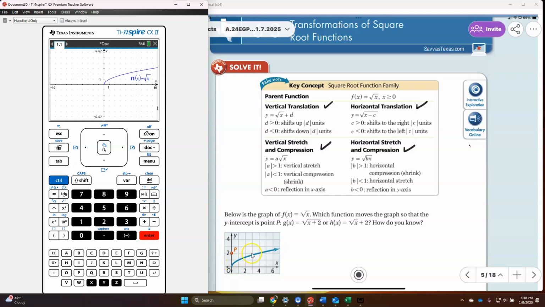So you notice that this graph has to move up. So it's between the square root of x plus 2 and the square root of x plus 2. So here's the difference. I'm going to graph g of x so you know what's happening. The square root of x plus 2, and then the other one is the square root of x, and then we have plus 2. You notice that the one that satisfies the question is the square root of x plus 2. That's going to move the parent function 2 units up, which is going to go through P. So the answer to this question is h of x.